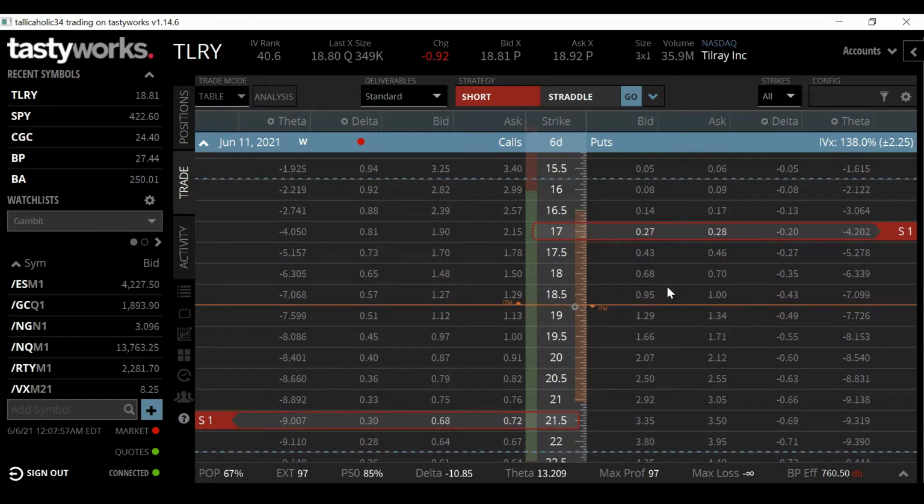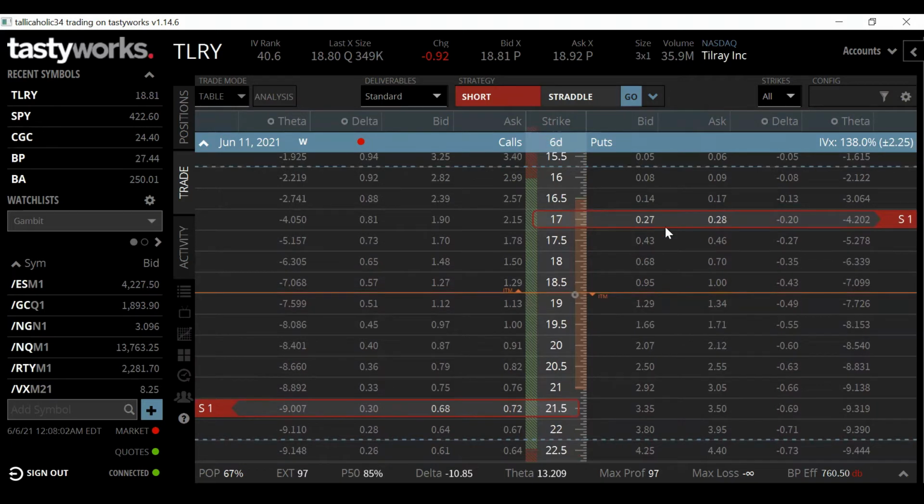So what we can do is actually roll up this option. And we'd be rolling up for a credit as well. So what you do when you roll is basically you buy back this option here. So let's say we sold it for 28. Say it's worth 15 at the time when Tilray moves up. We buy it back for 15. And then all we do is go ahead and sell another option at the 18. Because remember, Tilray is no longer trading here; it's trading up here. So we sell at the 18, and then we collect the premium.